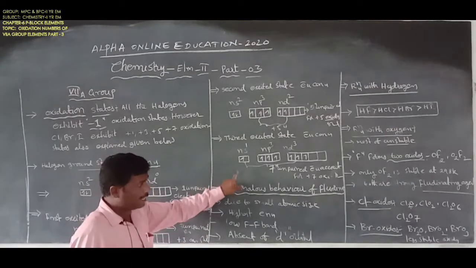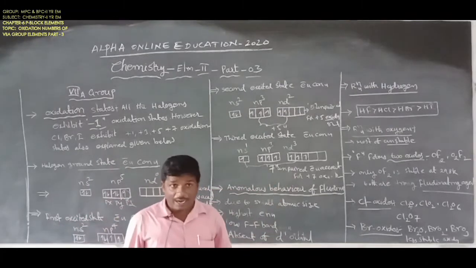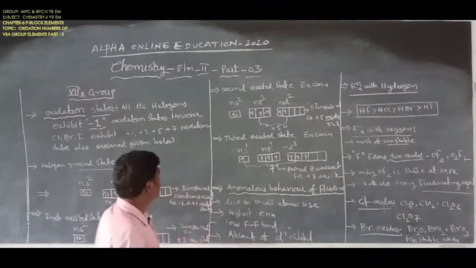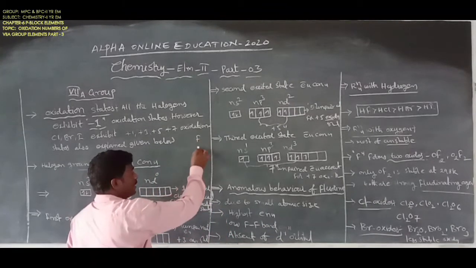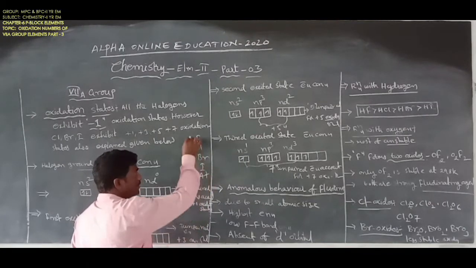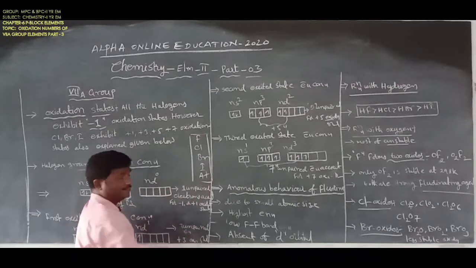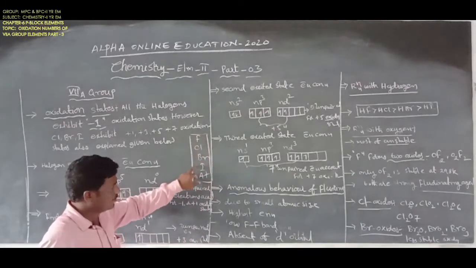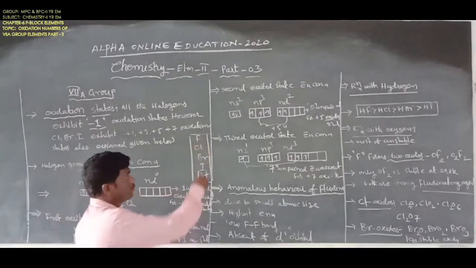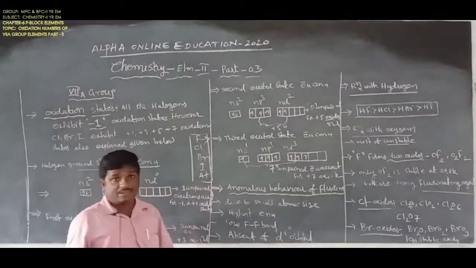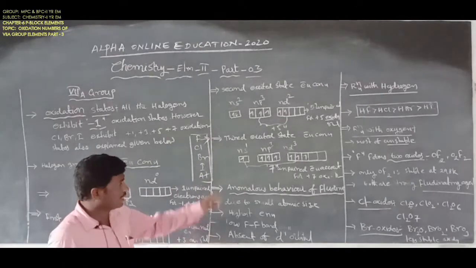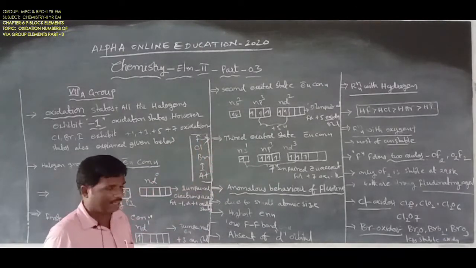Next, the anomalous behaviors or anomalous properties of fluorine. In the 7th group elements, the first element is fluorine, then chlorine, bromine and iodine, and next astatine. Fluorine has a small atomic size, high nuclear charge and high electronegativity. So these are the anomalous properties of fluorine.